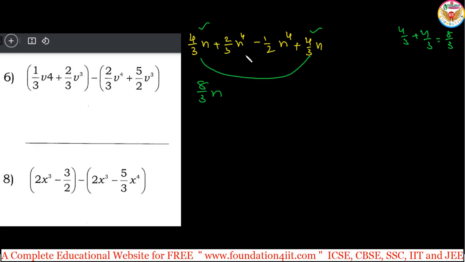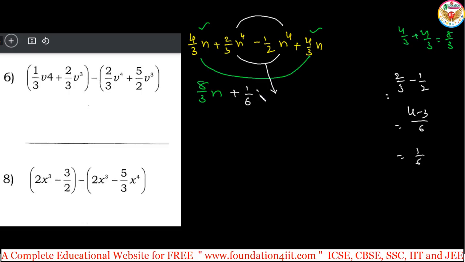Next, n to the power 4. These two terms together: 2 by 3 n to the power 4 minus 1 by 2 n to the power 4. So 2 by 3 minus 1 by 2 can be simplified because the variables are the same, n to the power 4 and n to the power 4. So 2 by 3 minus 1 by 2, the LCM gives 4 minus 3 by 6, which is 1 by 6. So plus 1 by 6, and the variable is n to the power 4. So the answer is 8 by 3n plus 1 by 6 n to the power 4.